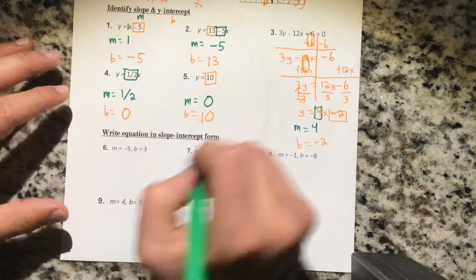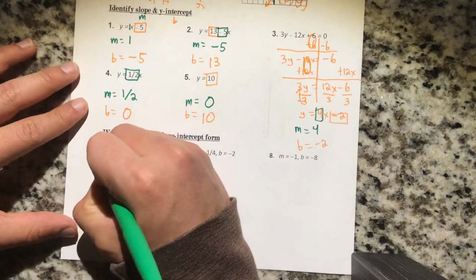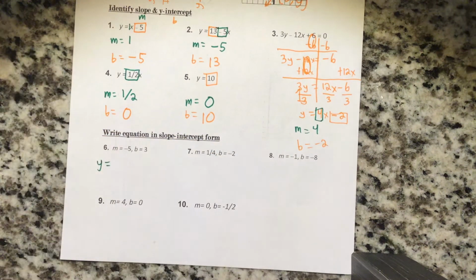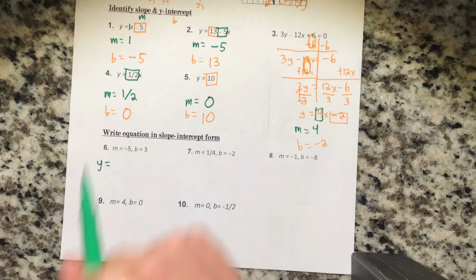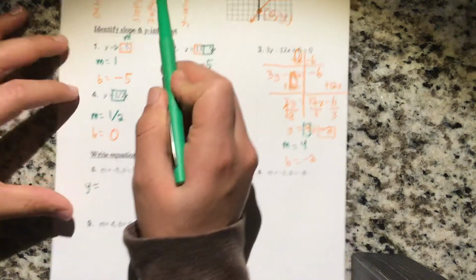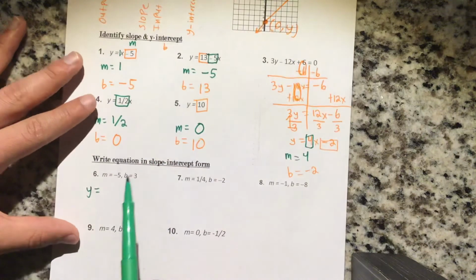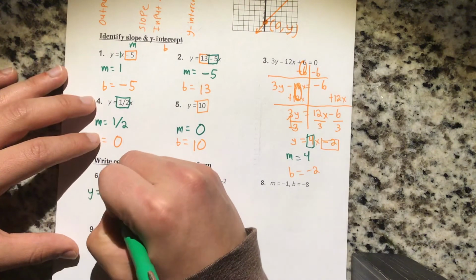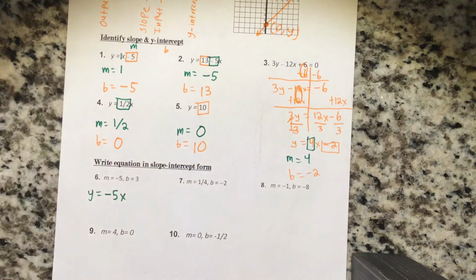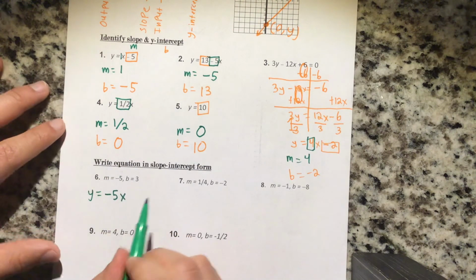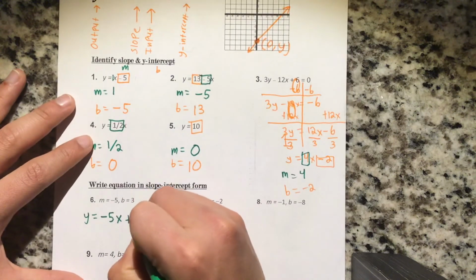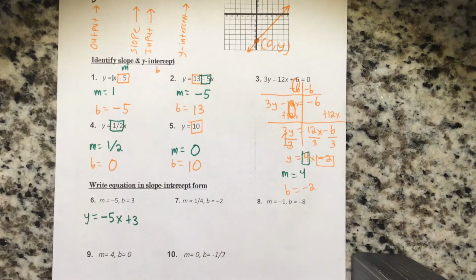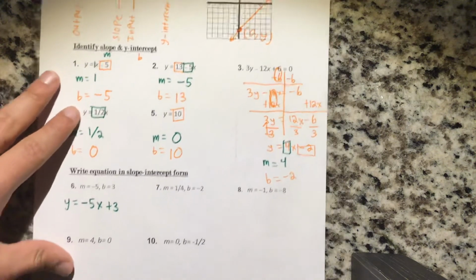So every one of these equations, we're going to start with y equals. Every single one, okay? Now, remember, the m is what's attached to the x, right? So here, my m is -5. So we can start y equals -5x, okay? Now, my b is 3, so plus b would be plus 3. Okay, that's it. Easy.